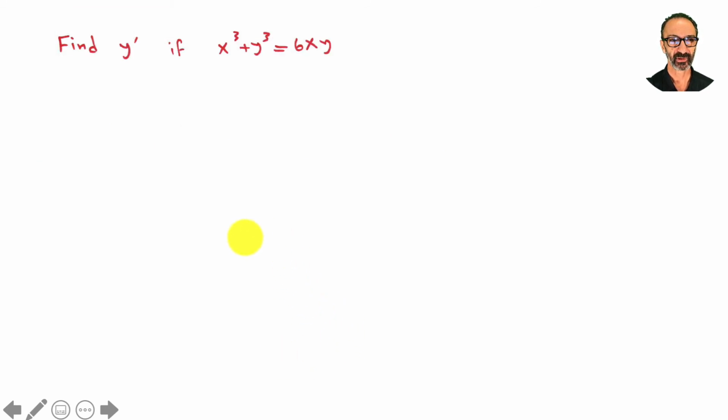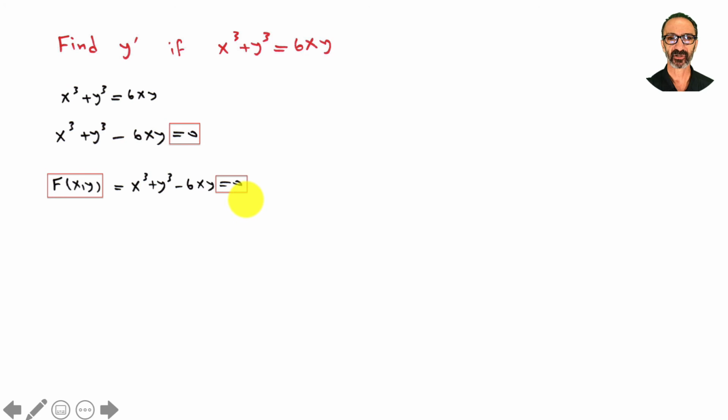Now, if you want to find y prime of this function, we're going to start by the following. We're going to move everything to the left, because if you remember from the previous slide, it was called f of x, y equals 0. So if you move everything to the left, now I see the 0. And that's my function f of x, y equals 0. It's this function right here.